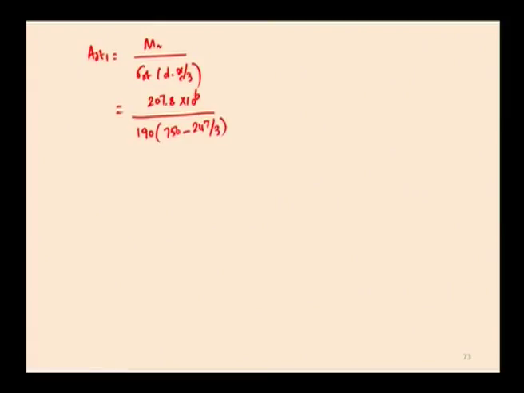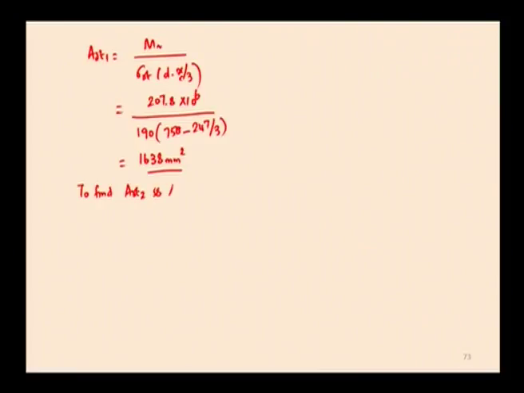So, AST1 is equal to MR divided by sigma ST into (D minus X by 3), XC by 3. Here, by substituting MR is 207.8 into 10 to the power 6, divided by sigma ST is 190, D is 750 minus 247 by 3, 750, which gives AST1 is equal to 1638 millimeter square.